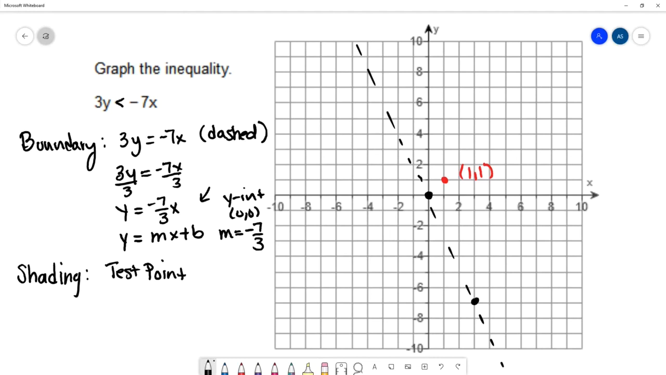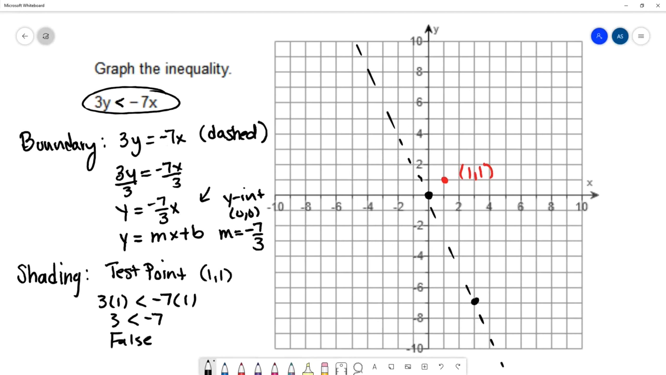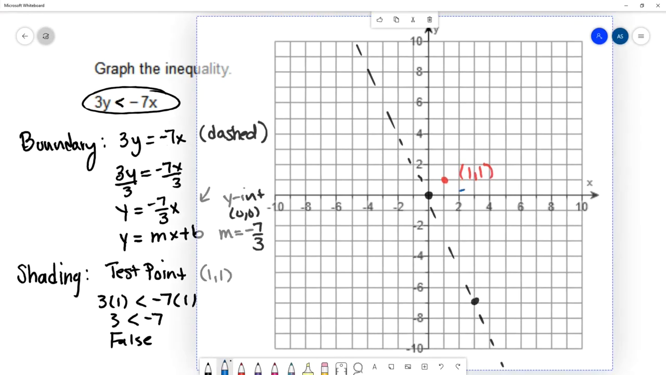Okay, so we're going to take that point 1, 1 and plug it into the original inequality. That gives 3y is less than, I'm supposed to plug that number in, sorry, that test point of 1, 1. 3 times 1 is less than negative 7 times 1. We get 3 is less than negative 7. That's a false statement because 3 is not less than negative 7. So on this side of the line, we got false.